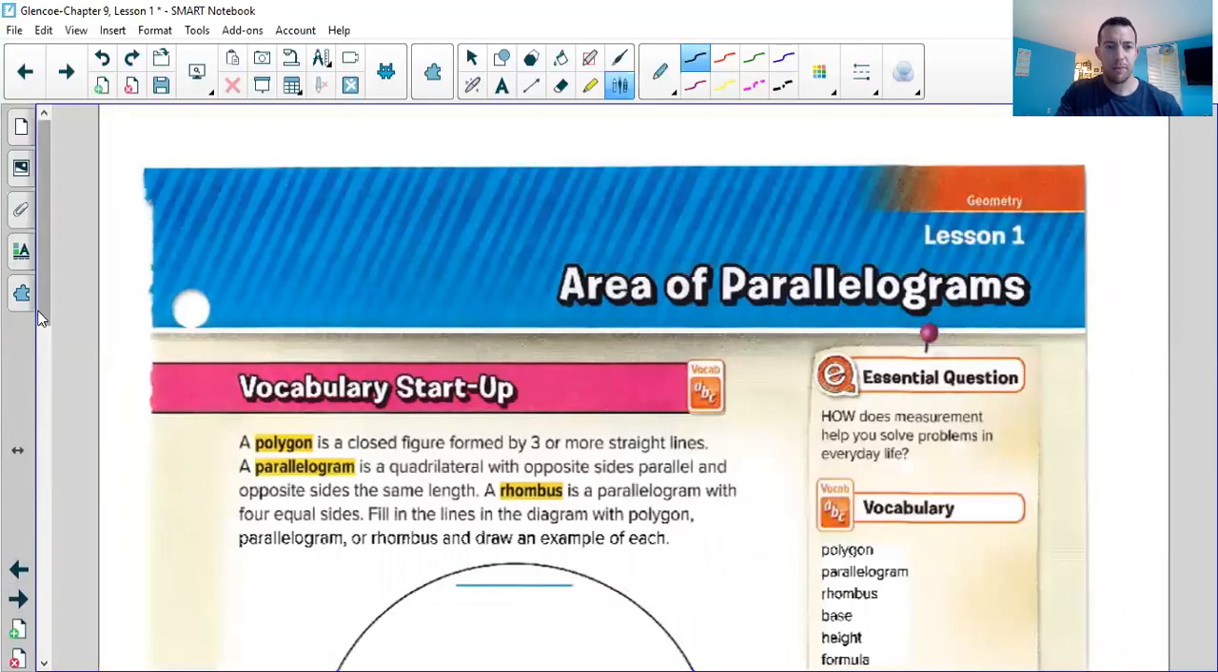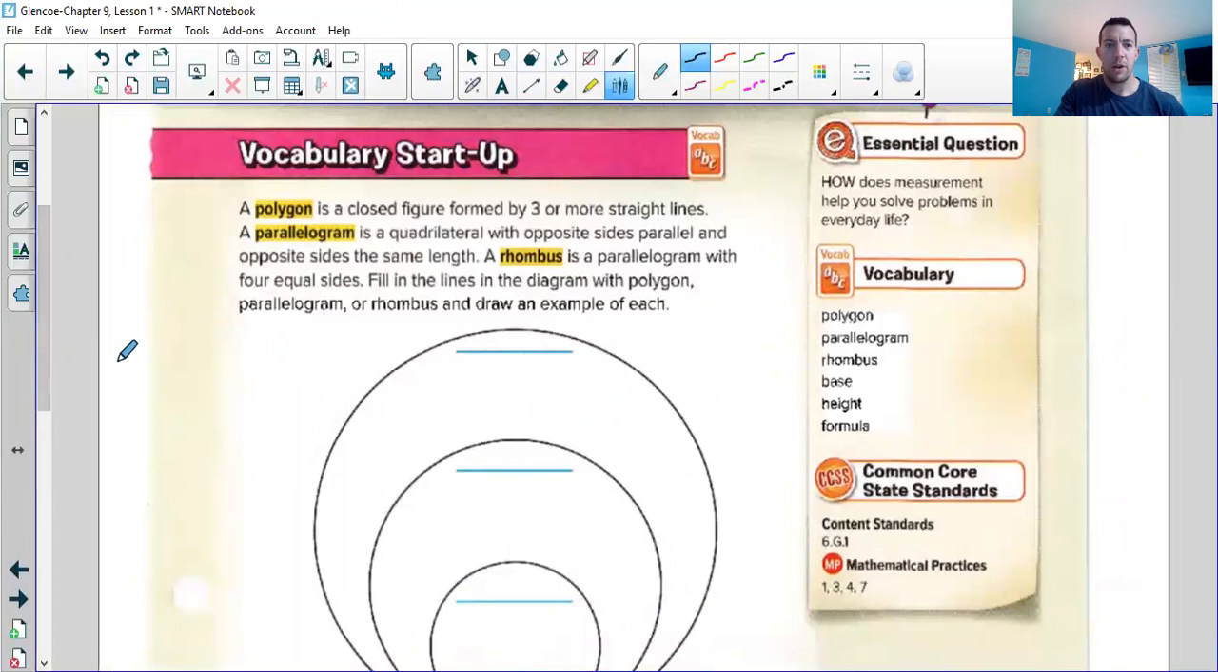Some vocab. All right, so we're talking geometry. So we're looking at shapes. A polygon is a closed figure formed by 3 or more straight sides. All right, so some of the typical ones, we're talking triangles, we're talking quadrilaterals, we're talking pentagon, octagon, those sort of things.